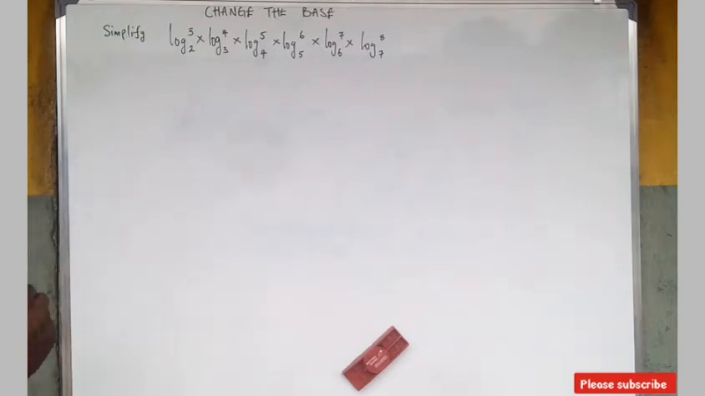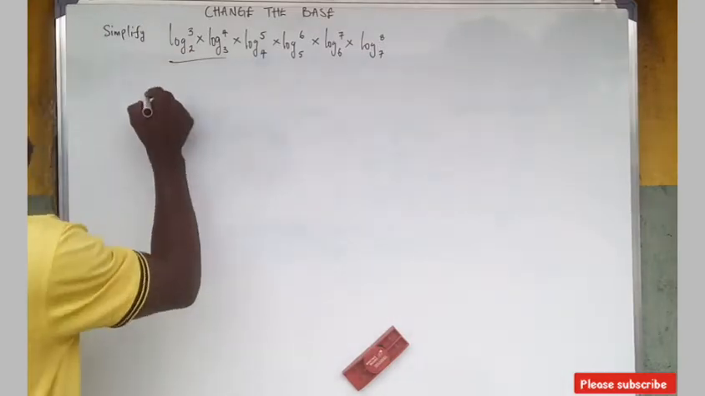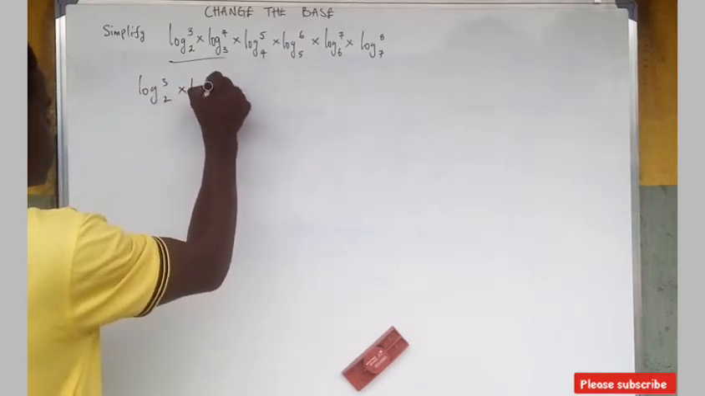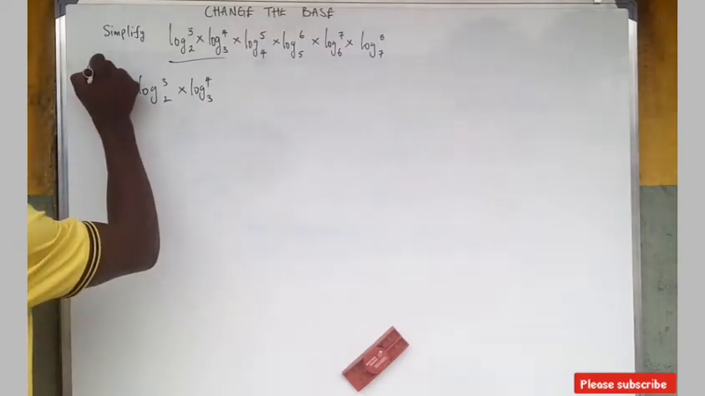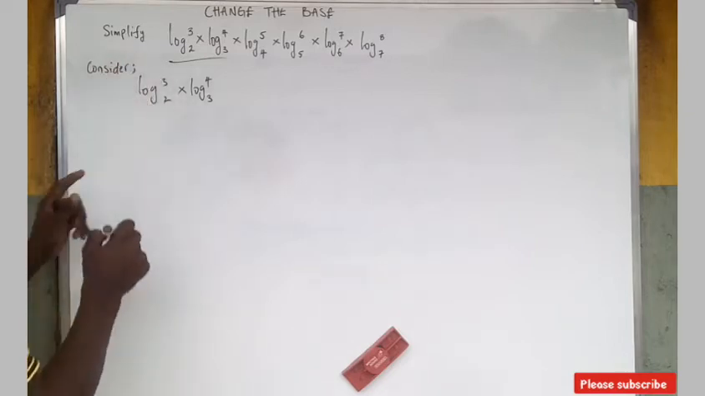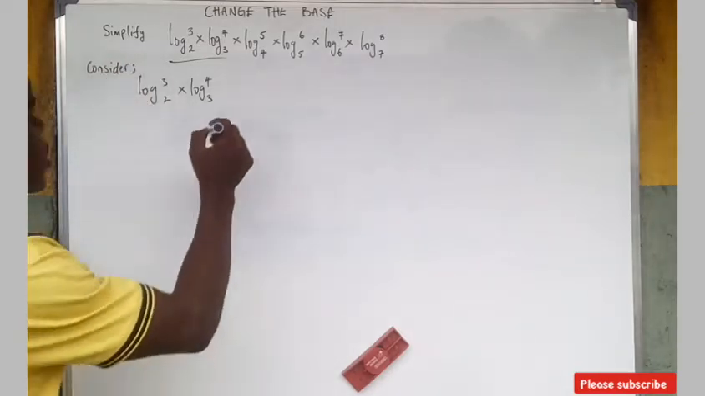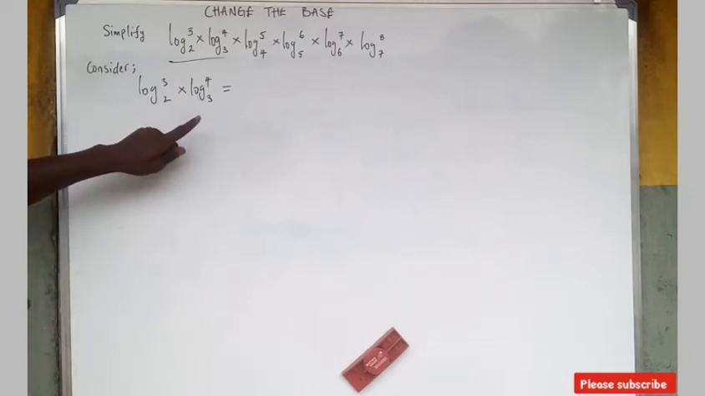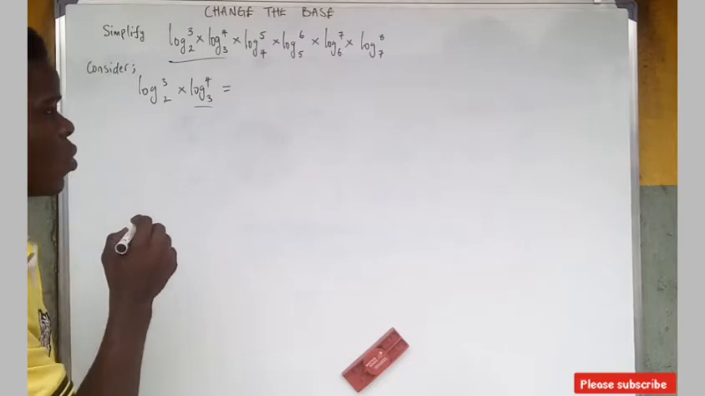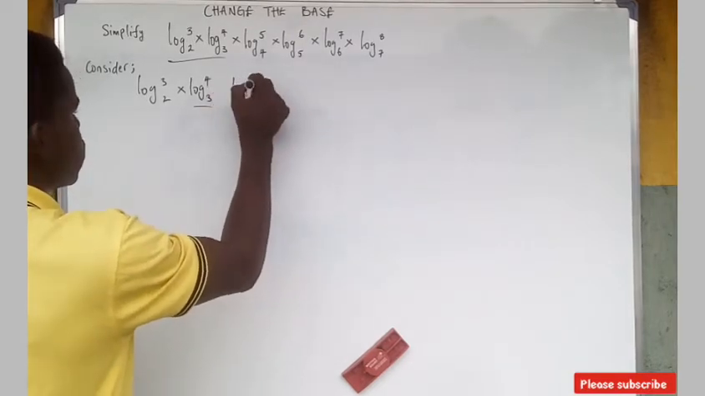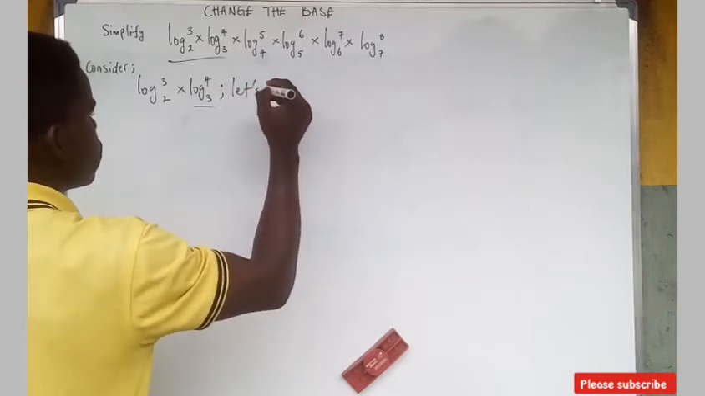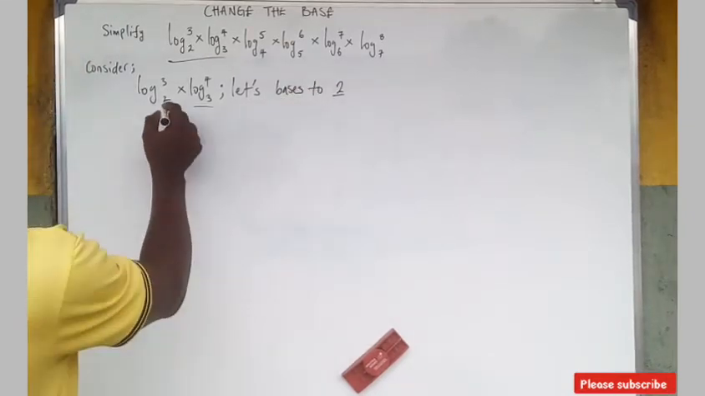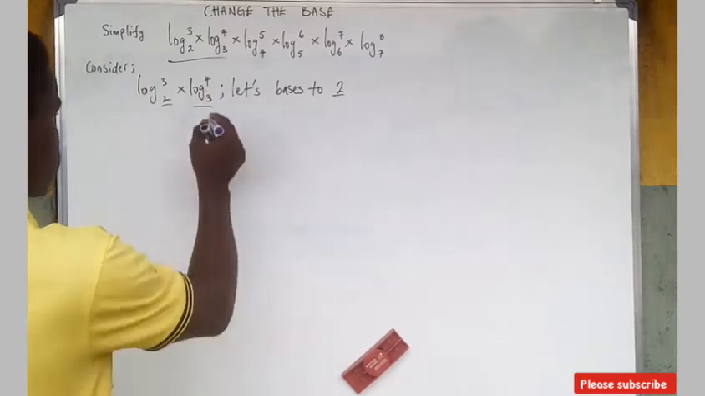How is this possible? Let's first consider the first two products: log 3 to base 2 times log 4 to base 3. To simplify this, let's change the base of the second term to 2. Already the first has base 2, so we are going to change this one.